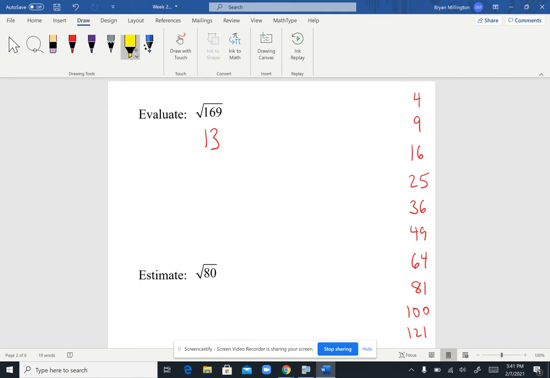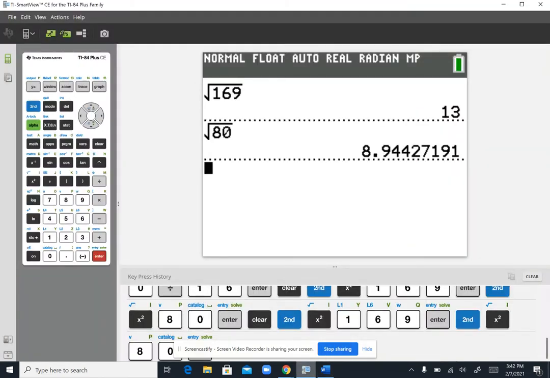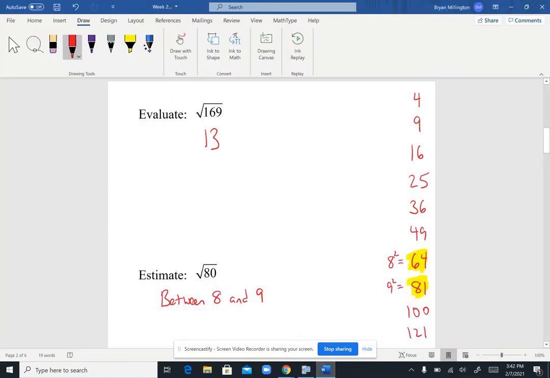80 is in between 64 and 81. So that means the square root of 80 has to be somewhere between 8 and 9, right? Because 8 squared gave us 64. 9 squared gave us 81. So the square root of 80 has to be between 8 and 9. And I'd say a lot closer to 9 because 80 is so close to 81. And again, if we check our calculator, square root of 80 was really close to 9, 8.94. All right, so that's estimating a square root.